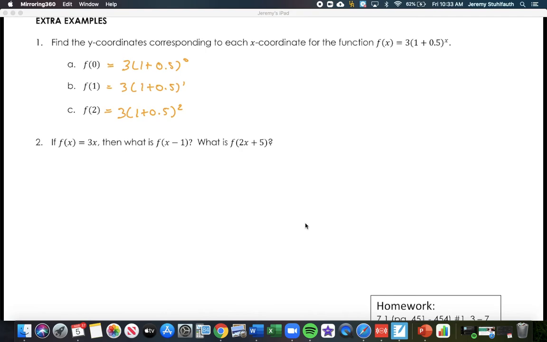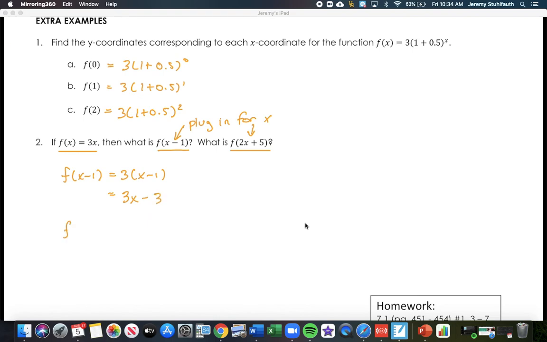Example 2 is a little bit different. Okay, it says f(x) is 3x. And then it asks what is f(x − 1) and what is f(2x + 5). So when you see this, you have to remember that whatever's inside these parentheses, you're plugging in for x. So if f(x) equals 3 times x, then f(x − 1) would be equal to 3 times (x − 1). And so you can distribute that and get 3x − 3.